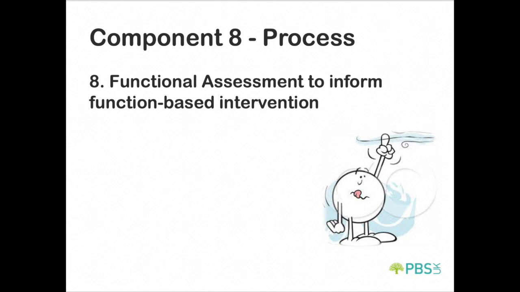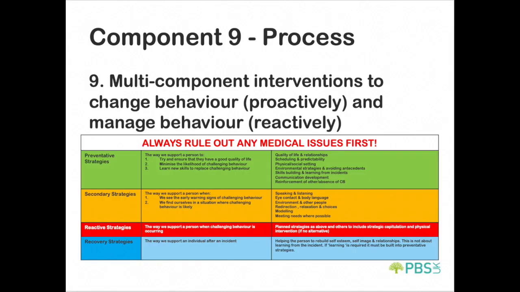Component 8 is functional assessment, which is used to form function-based interventions. And again, I'm not going to talk about this here because you most likely know what this is. And if you don't, then that's a whole other presentation on its own, along with some training and e-learning and all sorts of things. So I would encourage you to reach out if you don't know what that is. Component 9 for process is multi-component interventions to change behaviour proactively and manage behaviour reactively. If you only have a reactive plan, it's not PBS. That, by definition, is not PBS.